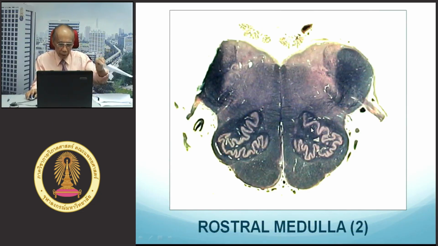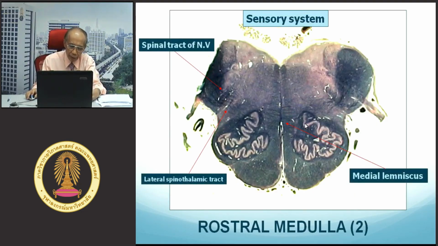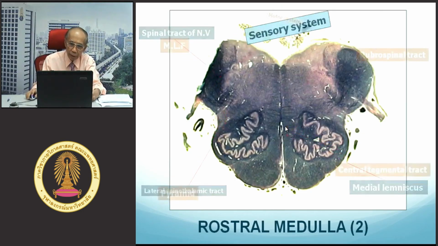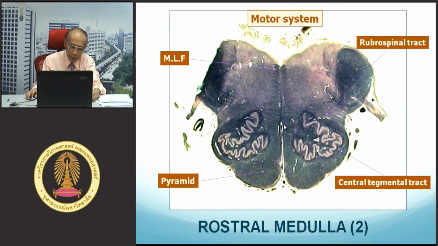The rostral medulla number 2. Number 1 includes sensory system, the spinal tract of trigeminal nerve, the lateral spinothalamic tract, and the medial lemniscus. The motor system includes pyramid, central tegmental tract, rubospinal tract, and the MLF.